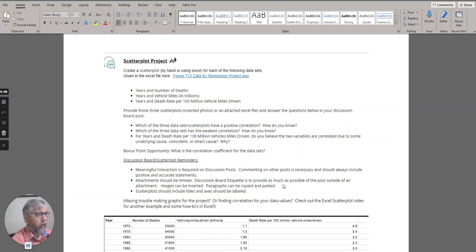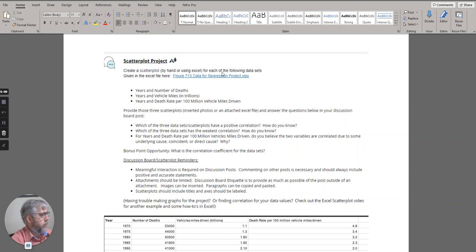That'd be nice. Okay, so here we're going to go. Here's the question: Scatterplot project, and let's see what it's asking for first. We'll provide that, and then we'll see what in the discussion they're asking for.